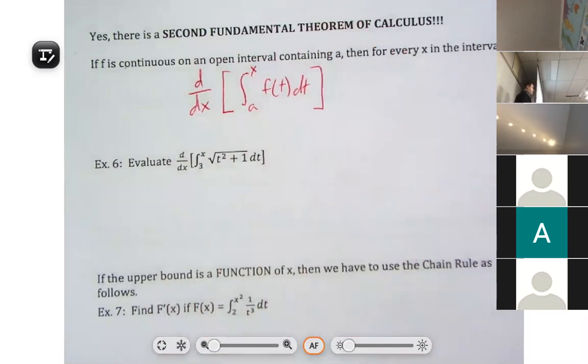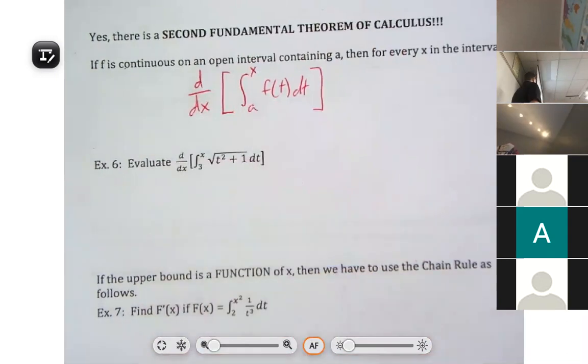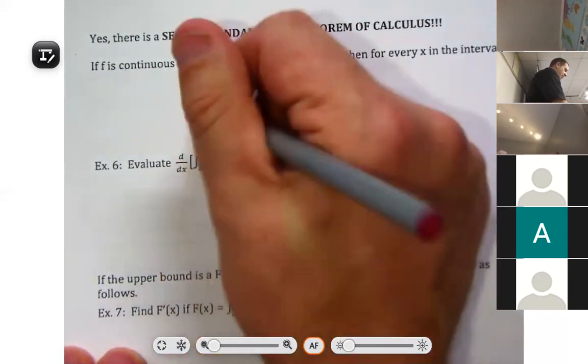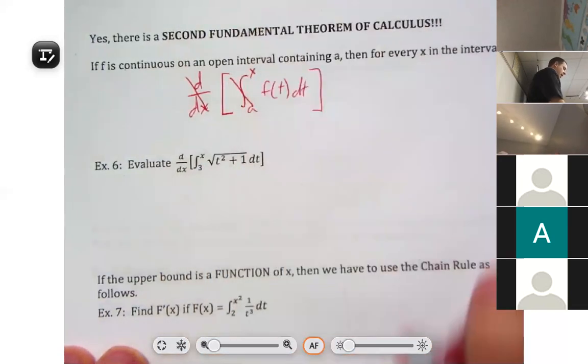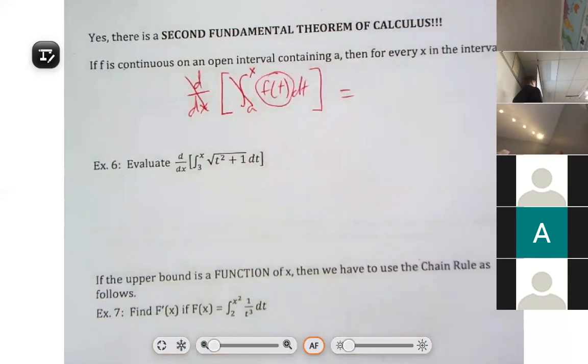The point of the second fundamental theorem of calculus is basically, you know how if you add 5 and subtract 5, they undo each other? And when you multiply by 5 and divide by 5, they undo each other? Well, a derivative and an integral undo each other. They cancel each other out. So they're inverse operations. If you're taking the derivative of an integral, the derivative and the integral cancel, and all you're left with is the function that was inside the integral to begin with.